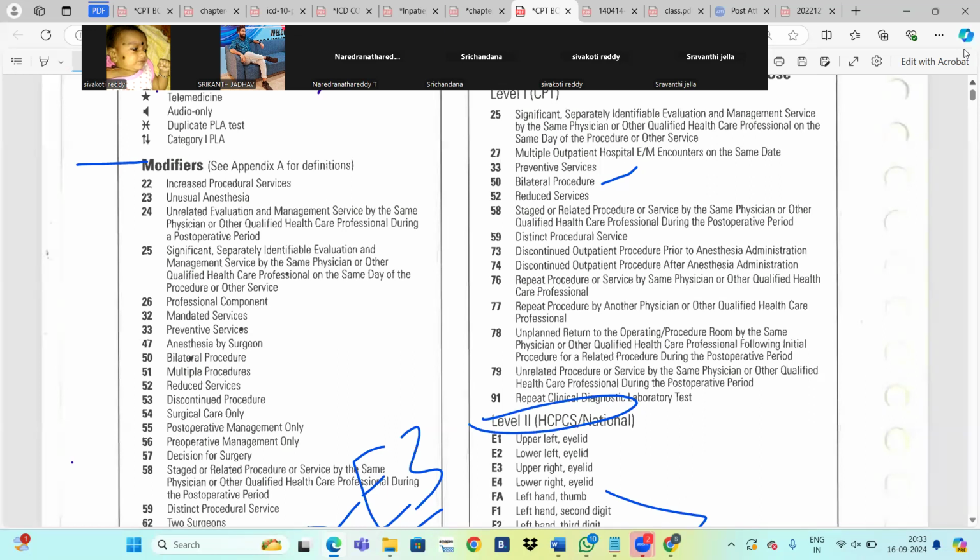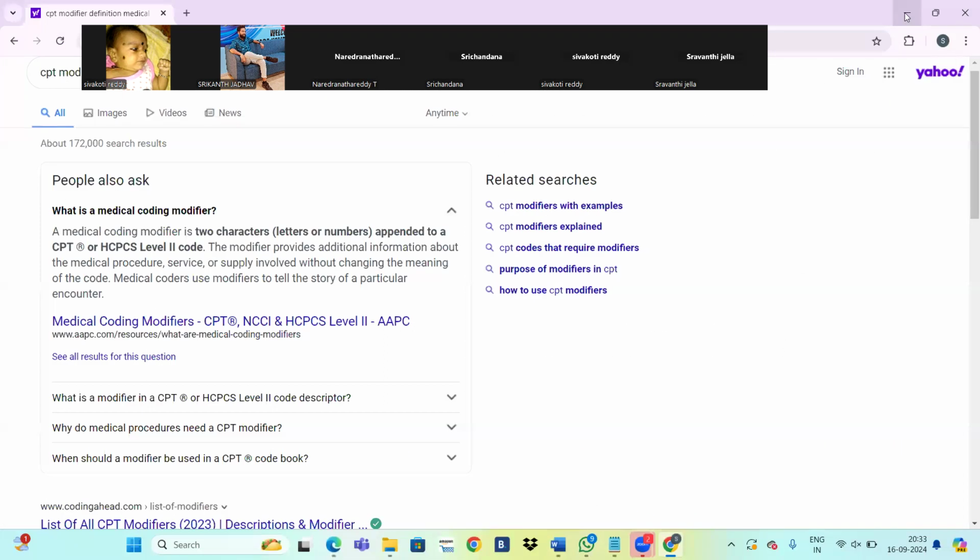So we can go to the next modifiers. Remaining no issues up to now. So next, one more set of modifiers we can discuss, guys.